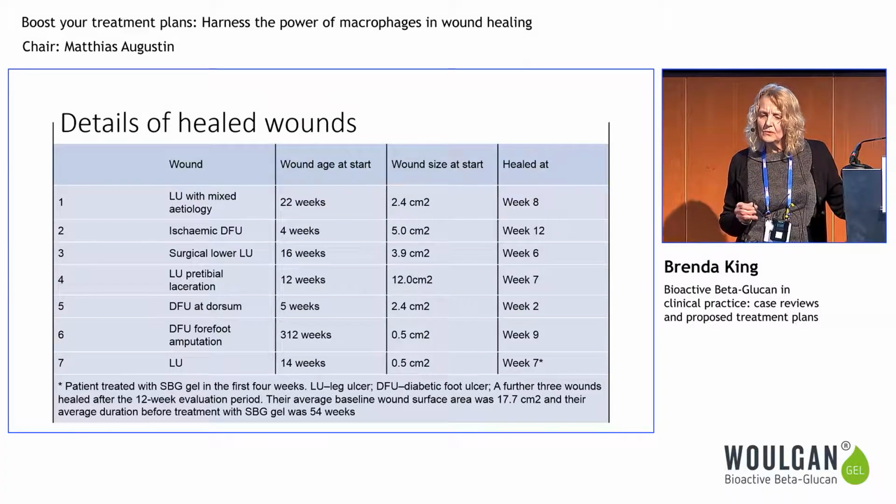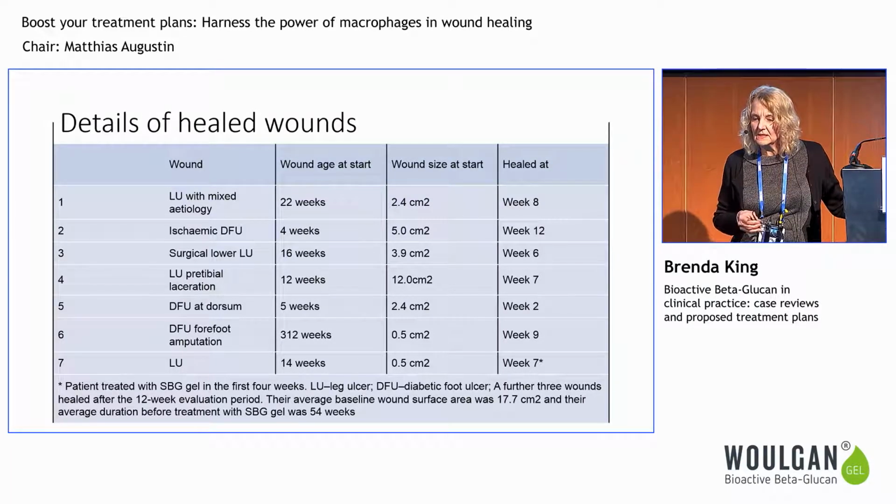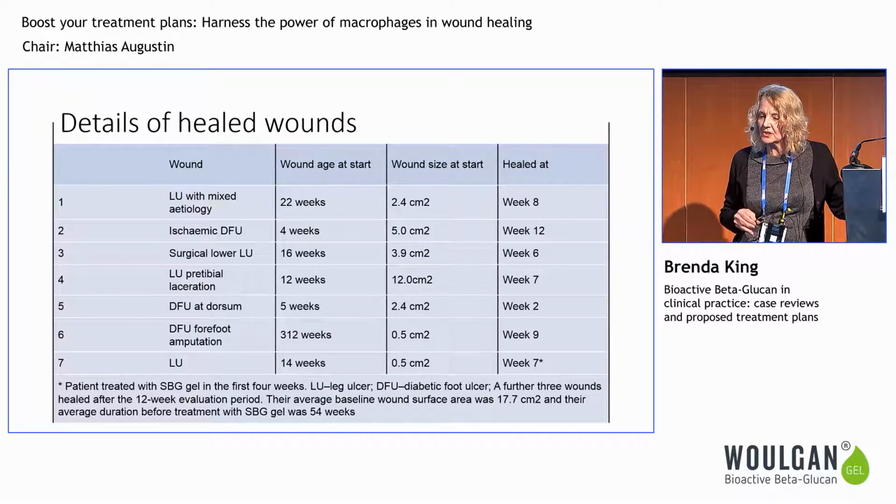And of the wounds that healed, the leg ulcer with mixed etiology with a 32-week age at start of treatment healed at week 8. Ischemic diabetic foot ulcer, 4 weeks duration, healed at 12. Surgical lower leg ulcer of 16 weeks healed at 6 weeks. Pretibial laceration, and these were in compression therapy prior to treating with the Woulgan.